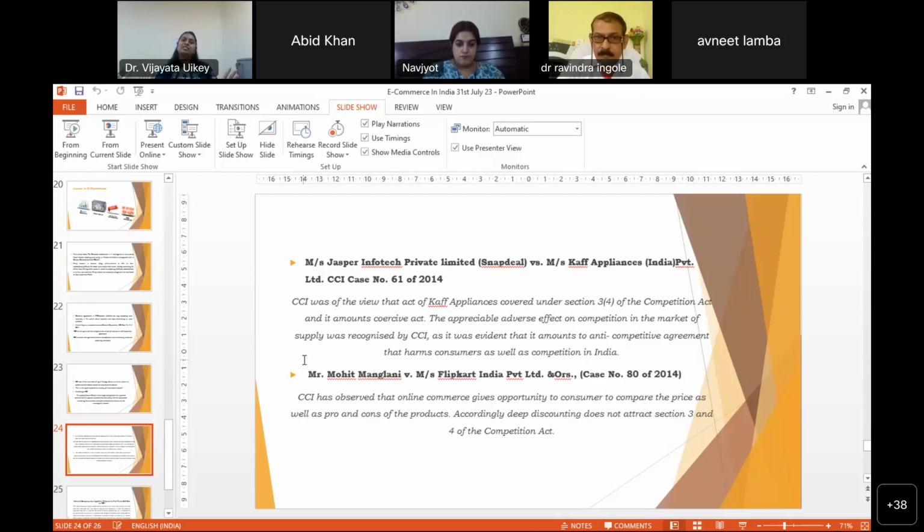अब Snapdeal की केस ले लो and same here the Calf Appliances की केस ले लो, दोनों के approaches are different, दोनों ने condition लगाई, लेकिन दोनों के लिए CCI के approaches different रहे हैं। मोहित मंगलानी की केस में भी उन्होंने ये कहा था, CCI has observed that online commerce gives the opportunity to consumers to compare the price as well as pros and cons of the products.